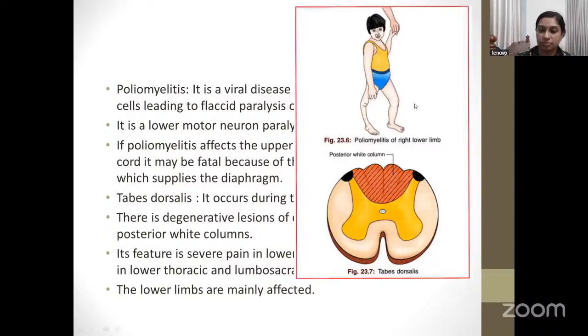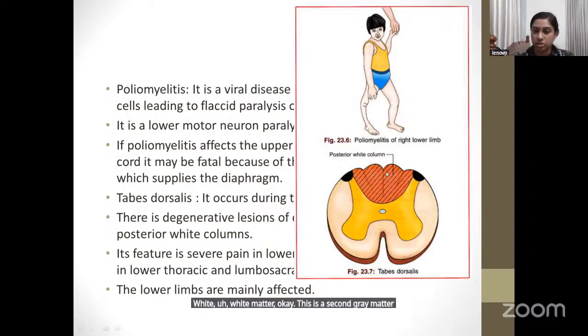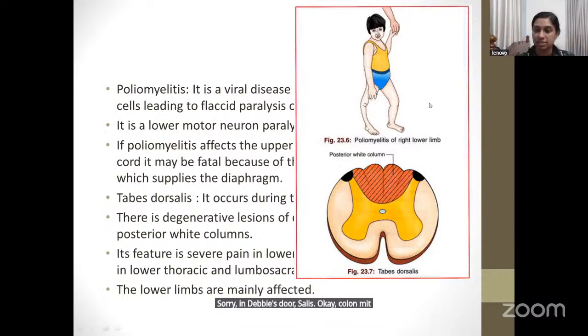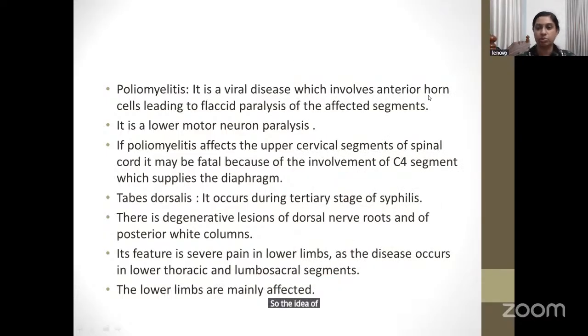So in this cross-section, this is the posterior white column, this is the anterior white column, this is the lateral column. These are all white matter. This is the gray matter. The posterior white column and the dorsal part, the sensory part, is mainly affected in tabes dorsalis. In poliomyelitis, the paralysis is because the ventral region is involved, so the anterior horn is involved in poliomyelitis.